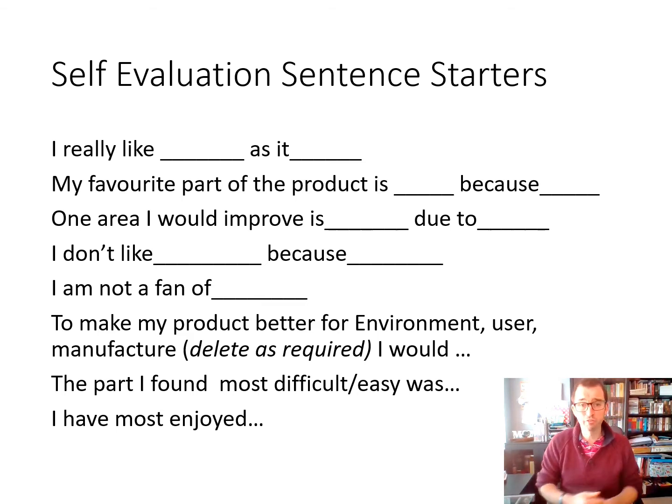As you go through, there's some other ones, which bits you don't like and why, how they could be improved. One thing to try and consider is how could you make your product better for the environment, the user, or how do you make it better to be manufactured? So that's one of the sentence starters I've written there, and you can pick and choose different sentence starters and different areas to talk about. Obviously, try and answer the questions that are on the previous slide. It won't let me go back to the previous slide, that's annoying.